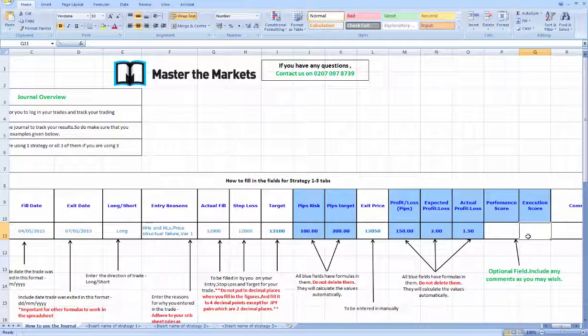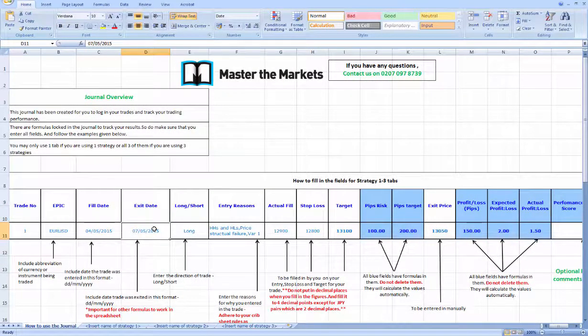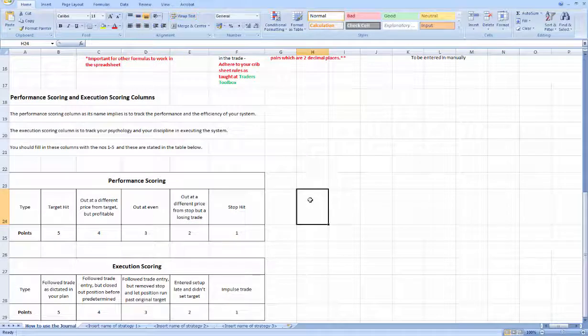And then if you move along, you've got two boxes here: performance score and execution scoring. These are optional fields, you don't necessarily have to use them, but we've included them here because they are useful indicators. So the performance scoring depends on what actually happened with the trade, what the outcome was. Either it hit target, which is 5 points, or you're out at a different price from the target but the trade was still profitable. So you're out maybe on a trailing stop, or you exited the market above the entry level, so you were still profitable, and that would be a 4-point scoring on the performance score.